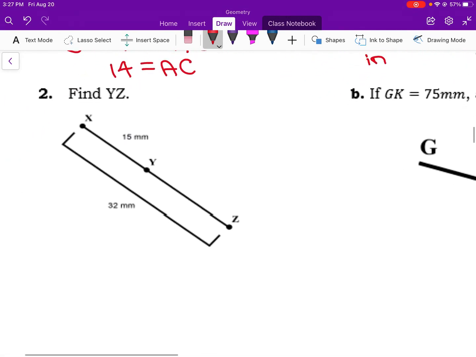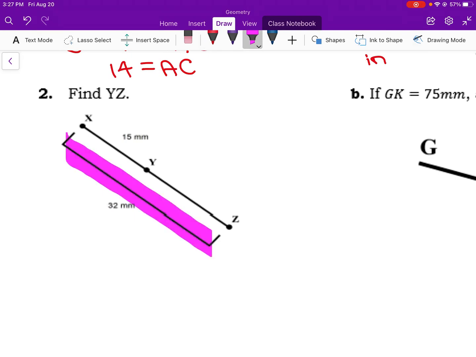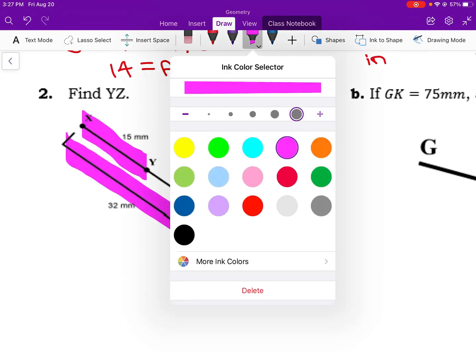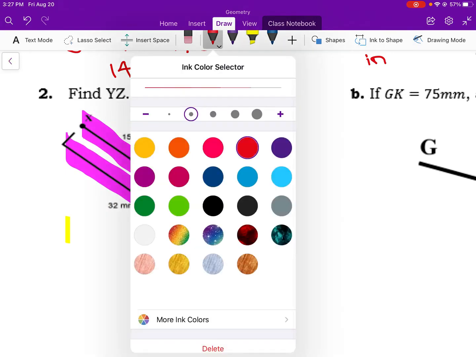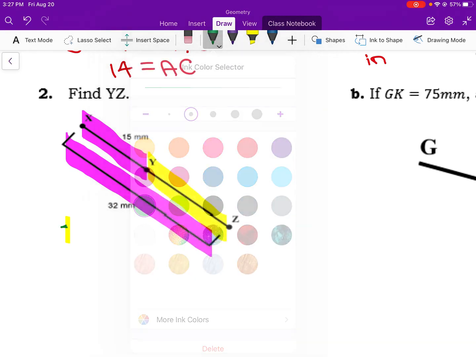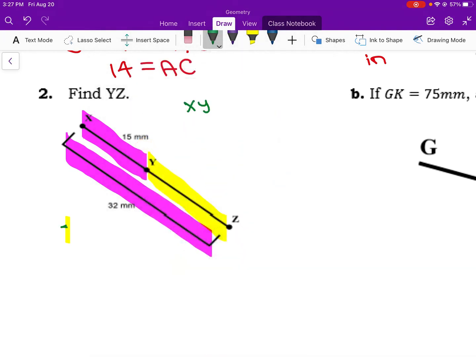Okay, now let's look at finding YZ. This one's a little bit different because they are giving us the full length and a partial length, and we want to find the other partial length. So if we write our segment addition postulate for this case, notice that we have XY plus YZ equals the full length, which is XZ. Identifying that we want to find YZ, let's rearrange the segment addition postulate so that YZ is by itself. That's going to require that I subtract XY from both sides.